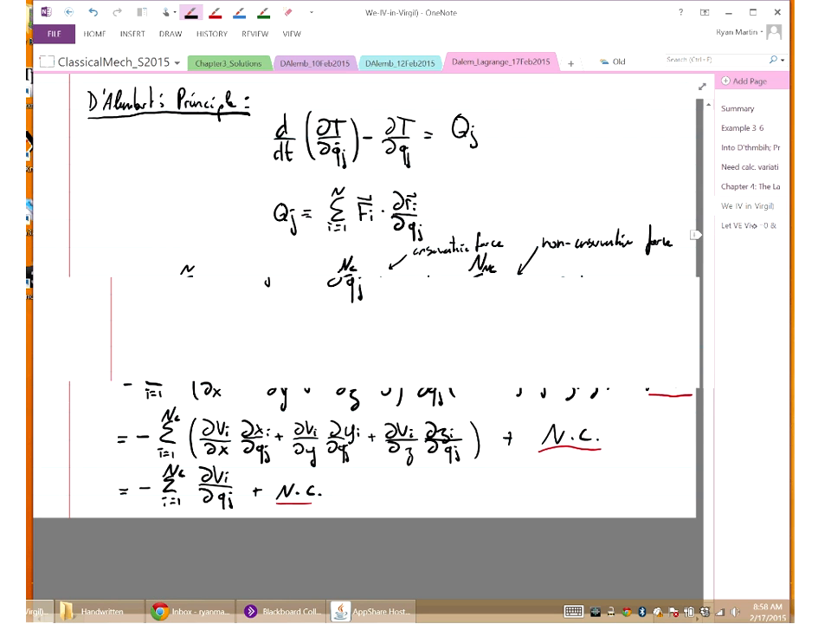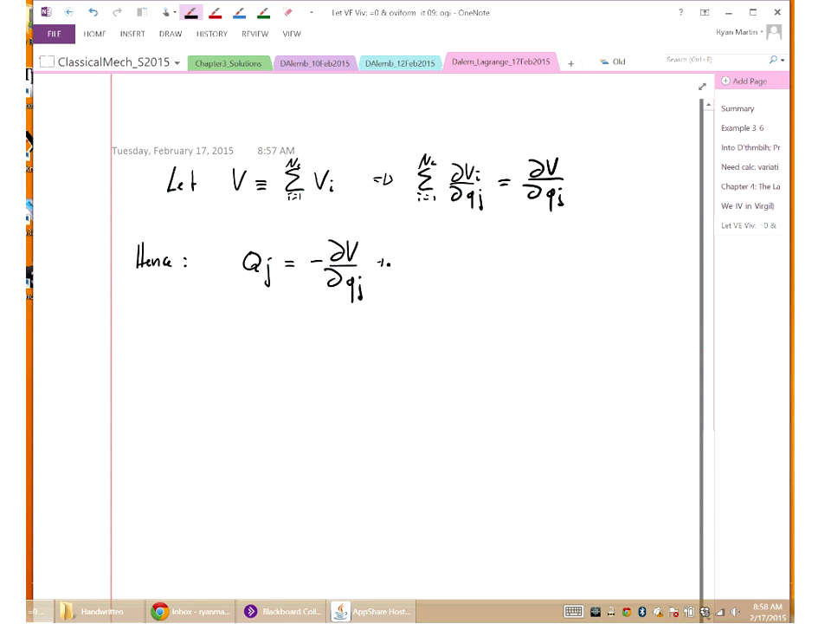we get that Q_j is equal to minus ∂V/∂q_j. Remember, there was a minus sign on here, plus the non-conservative part, which was the sum from i equals 1 to n_nc of f_i superscript nc dotted with ∂r_i/∂q_j.